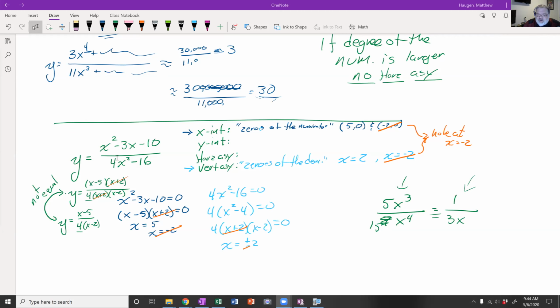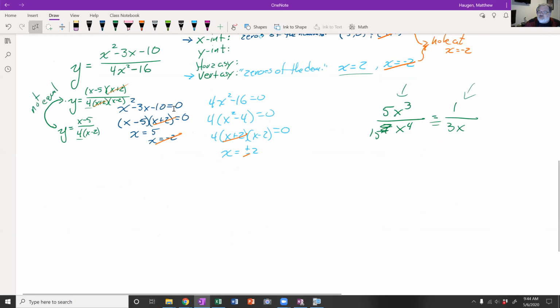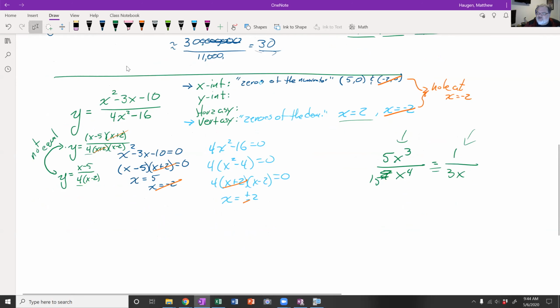Anyway, so we have the zeros of the denominator giving us our one vertical asymptote, and the zeros of the numerator giving us our one x-intercept, and we've recognized that at -2 we're going to have a hole.